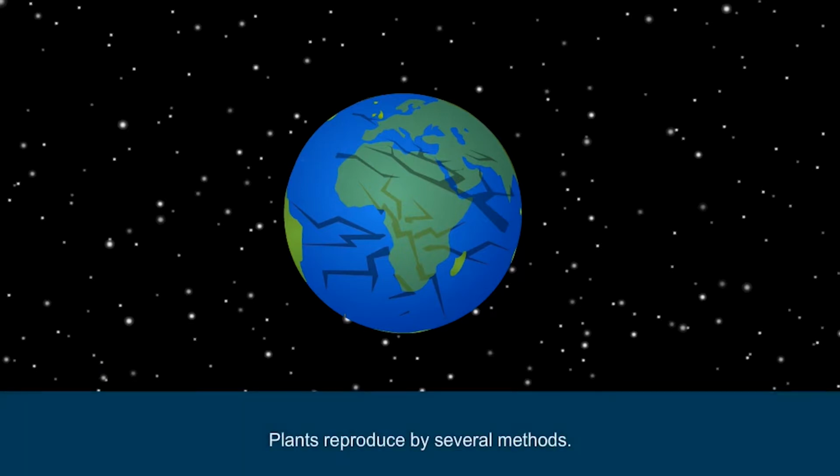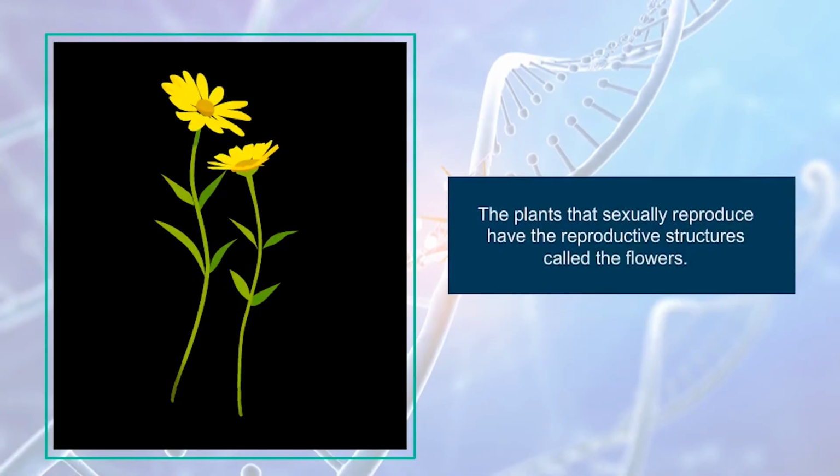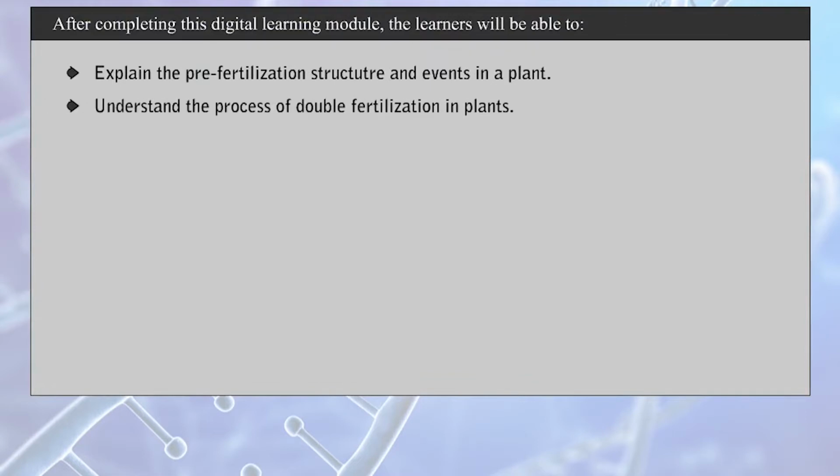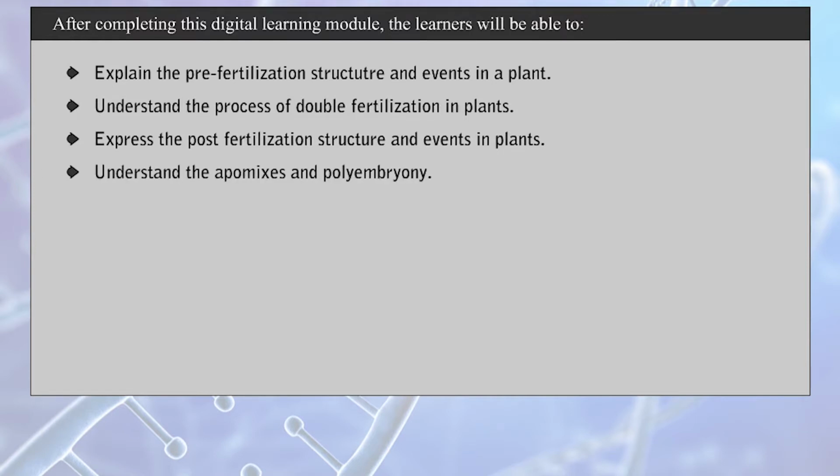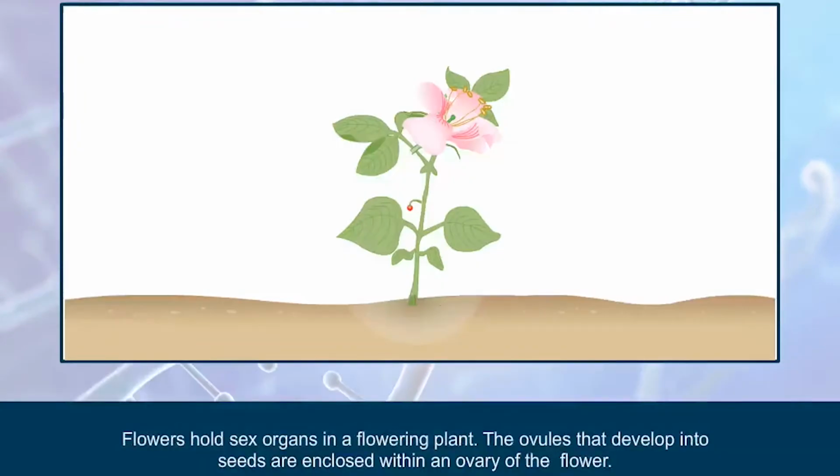Plants reproduce by several methods. The plants that sexually reproduce have the reproductive structures called the flowers. After completing this digital learning module, learners will be able to explain the pre-fertilization structure and events in a plant, understand the process of double fertilization in plants, express the post-fertilization structure and events in plants, and understand apomixis and polyembryony. Flowers hold sex organs in a flowering plant.